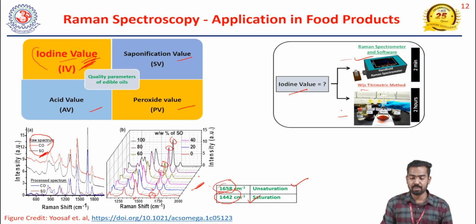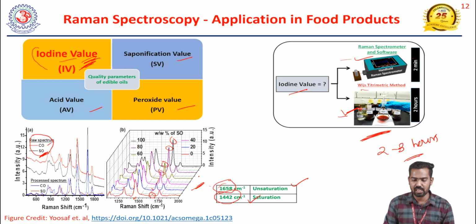As I already mentioned, the conventional titration method takes around 2 to 3 hours for the analysis. But in our developed case, it takes around 2 minutes for the complete analysis. That is good. We did all the experiments in a portable system, so we can use the same system for various on-site analyses. That is one of the important applications of Raman spectroscopy.